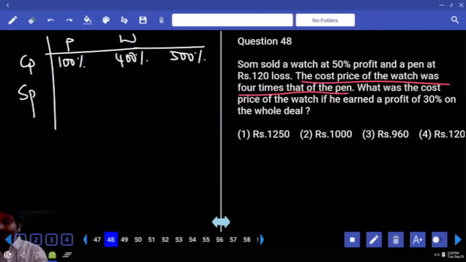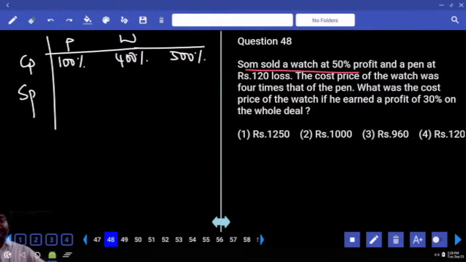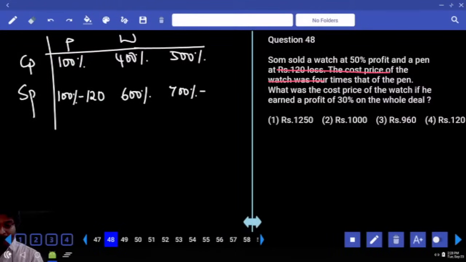Now let me take selling price. Watch sold at 50% profit. 50% profit, selling price will be 600. Pen at 120% loss. 100% minus 120. Total selling price is equal to 700% minus 120. Are you fine? And they said there is a profit of 30%.